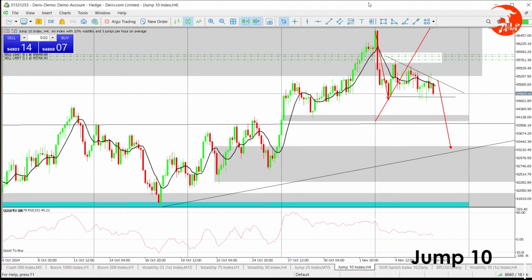Jump 10, this is Jump 10. I hope I've put it there. Yeah, okay. So Jump 10, I'm looking at this. This is what I'm looking at.